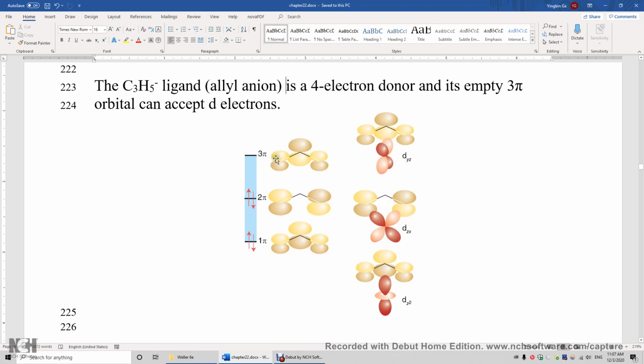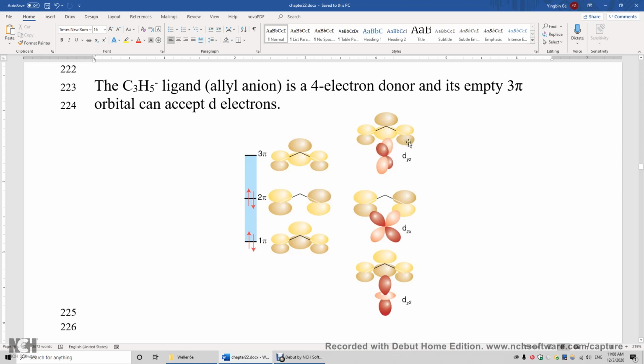Finally, over here, this 3 pi orbital is empty. So this 3 pi orbital of this allyl anion can accept electrons from the transition metal. But again, you need to make sure that the symmetry matches. So over here, this pink matches with this yellow. Both are negative. And then more towards you, there's a positive red lobe interacting with this brown and that brown.